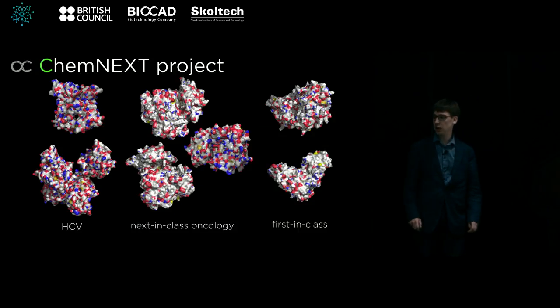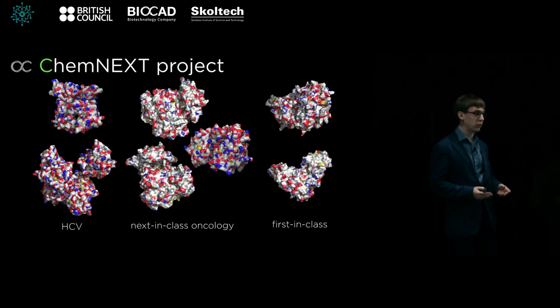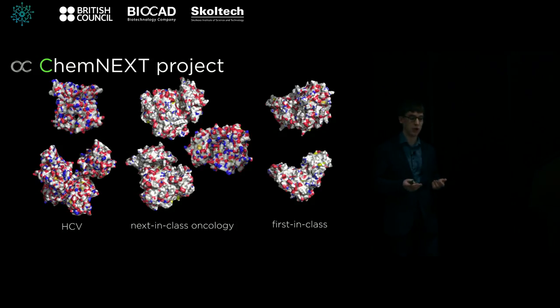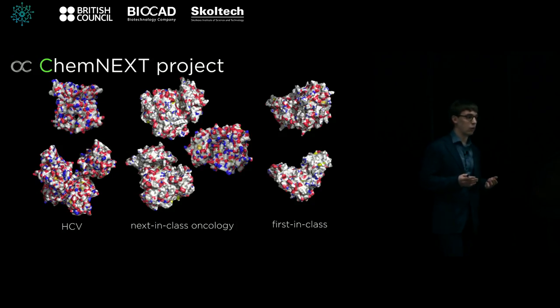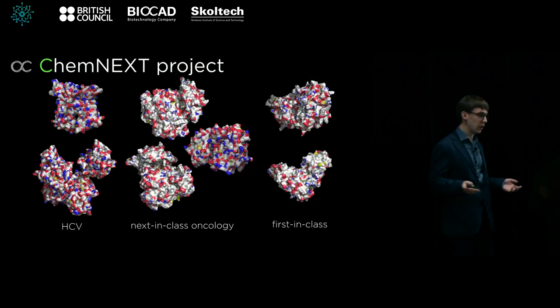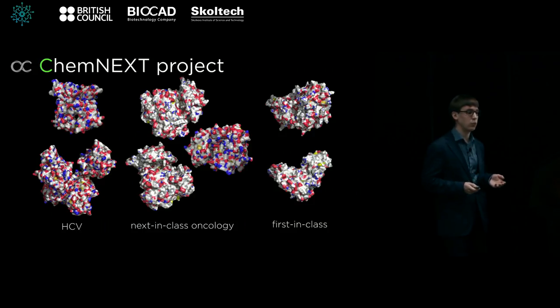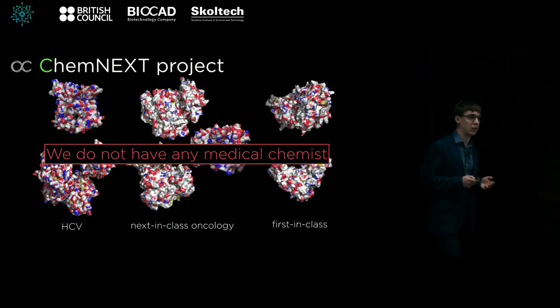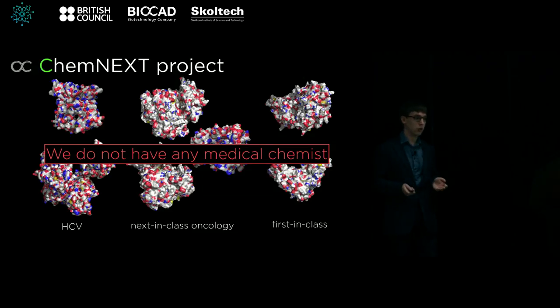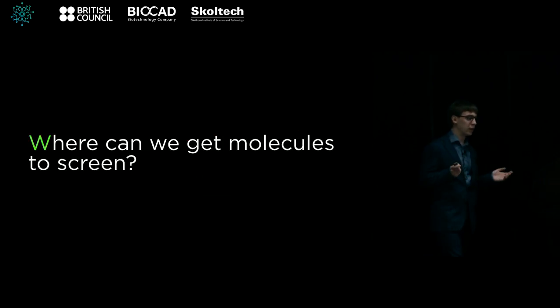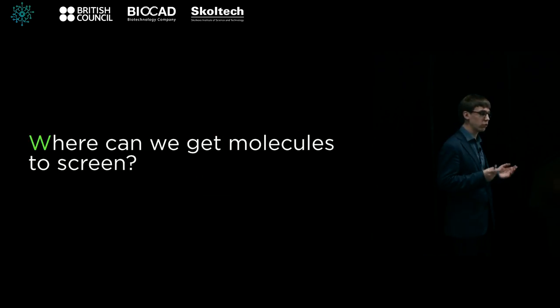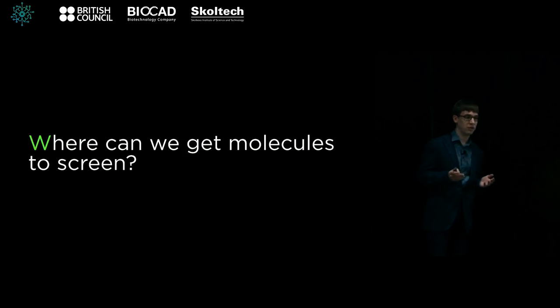But here we faced some problems: all the molecules we are characterizing should be drawn by some medicinal chemist or found in some huge random library. But as I told you before, our synthesis is slow and we do not have any medicinal chemists at BIOCAD. So we faced a real problem: where can we find novel molecules to screen and how to optimize the hits we got?